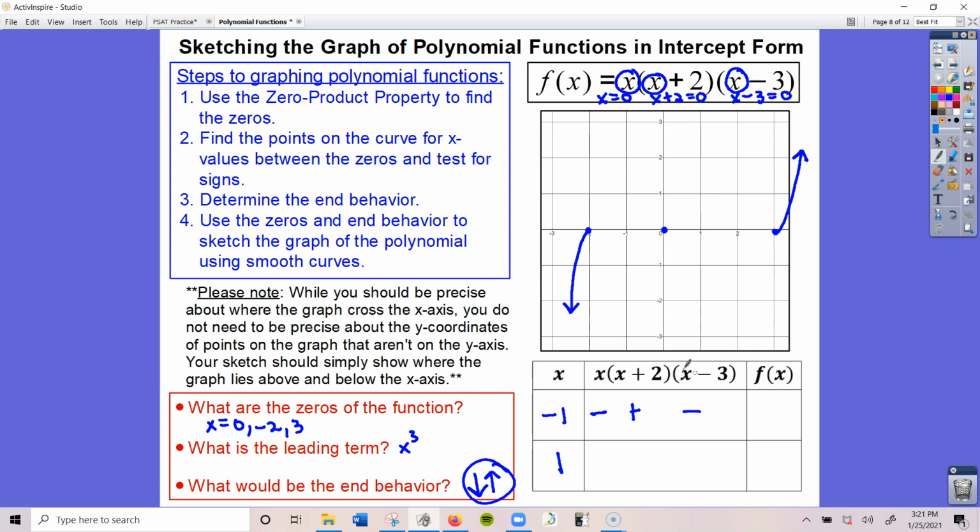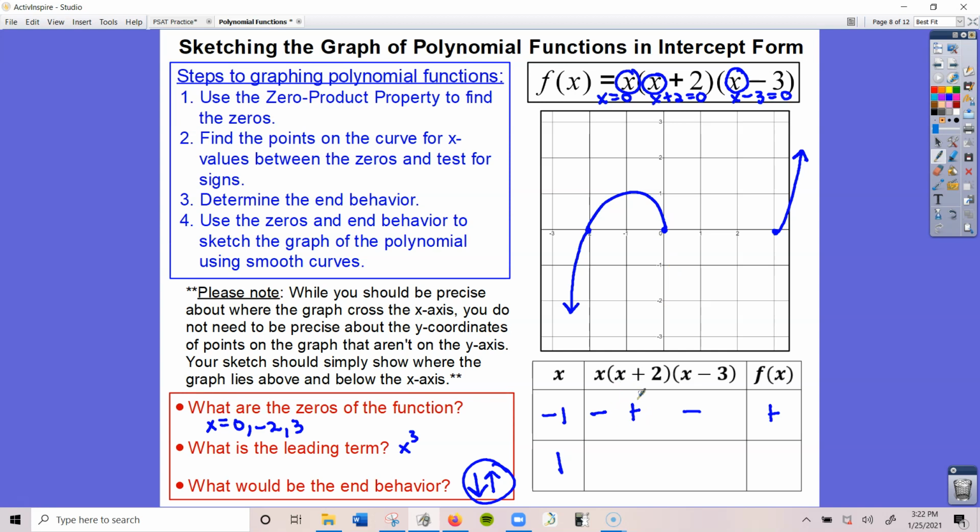Then what I do, since all of this is multiplied, I get the sign that I would receive if I were to multiply these three signs together. A negative times a positive times a negative is a positive number, meaning that my graph here between negative 2 and 0 is positive. So that means I go above the x-axis and I connect to the next x-intercept.